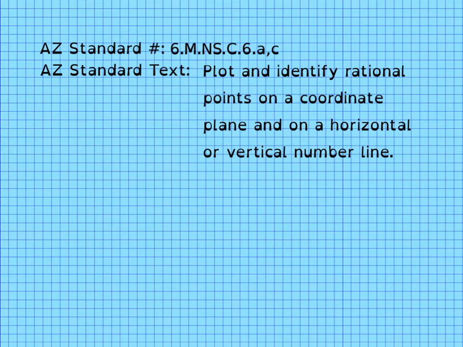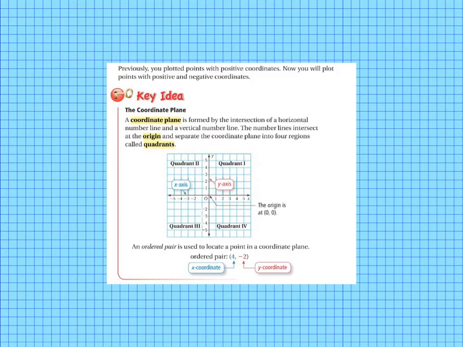Here is our standard that we're going to be addressing today. Plot and identify rational points on a coordinate plane and on a horizontal or vertical number line. And a key idea for us. Previously, we plotted points with positive coordinates. Now we are moving on and we will plot points with positive and negative coordinates.